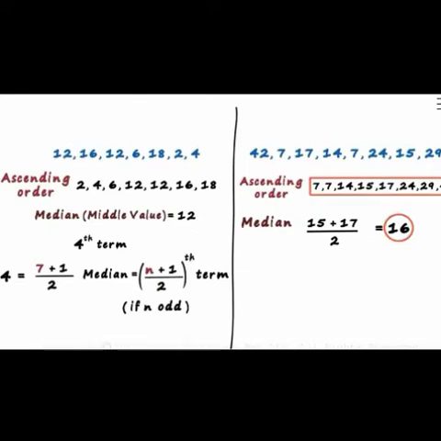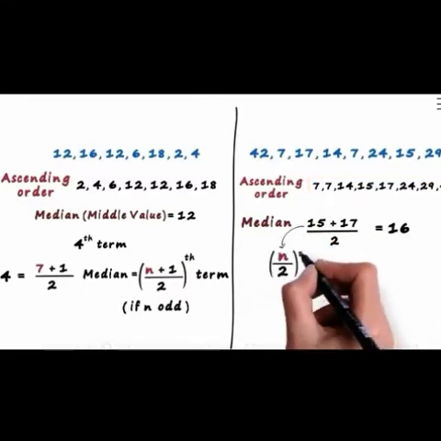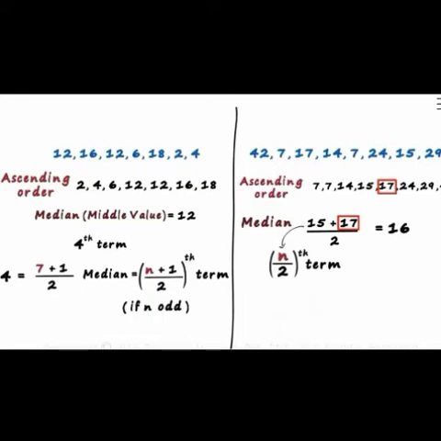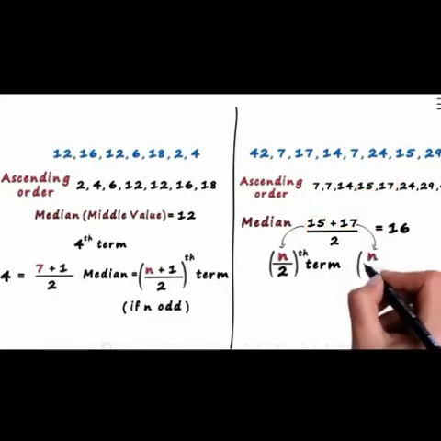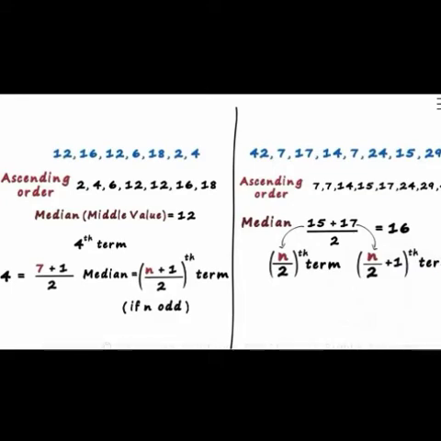But how can we find it? Which term is the median? Here 15 is the 4th term, and n is equal to 8. So 15 is the n by 2th term. What about 17? 17 is the 5th term. It is actually the term after this one. So 17 is the (n by 2 plus 1)th term. So median is equal to the average of the n by 2th and (n by 2 plus 1)th terms. This is only when n is even.